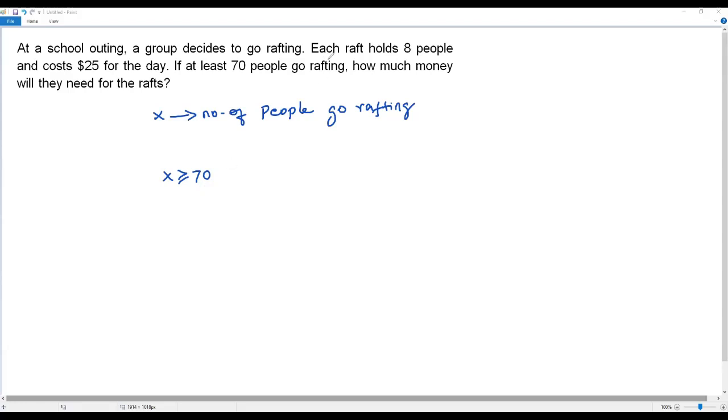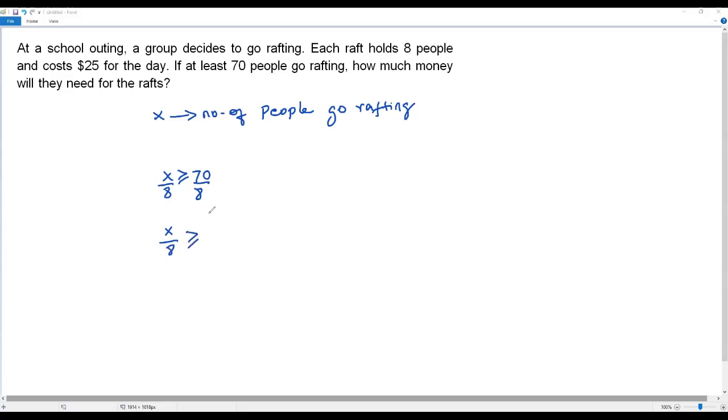And also there is information that each raft holds 8 people and costs $25 for the day. So to hire a raft for a day, we need $25. To find the number of rafts required for X number of people, I have to divide the number of people by the number of people that each raft can hold, that is 8. So if I divide both sides by 8, I'll get the number of rafts required. So X over 8 represents the number of rafts required.